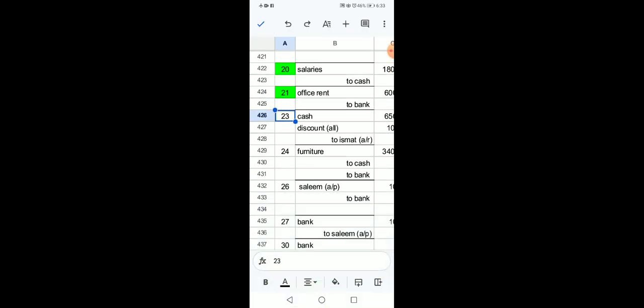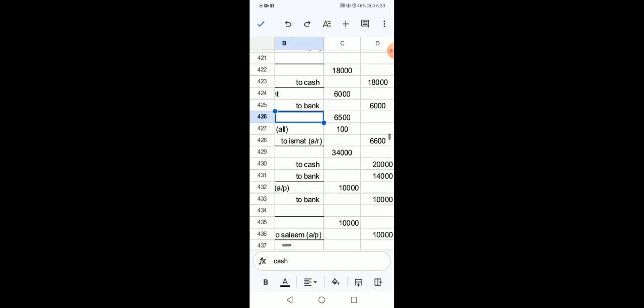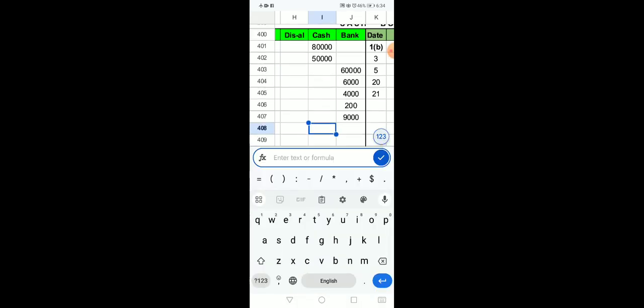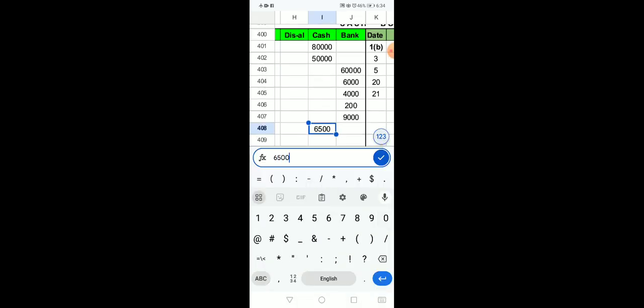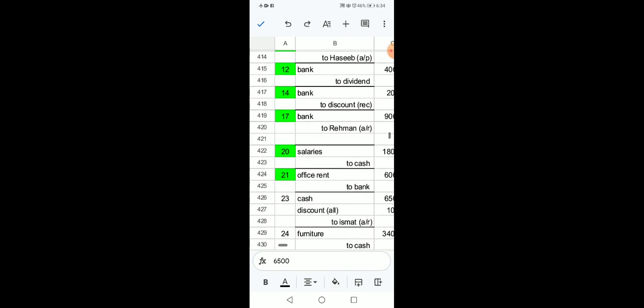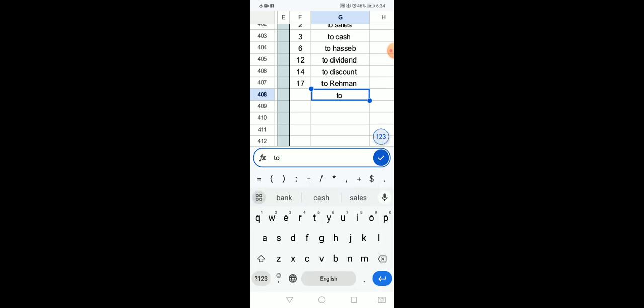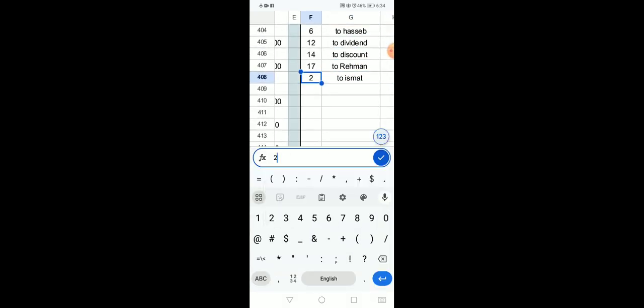We are on 23rd entry. There are three elements but two elements are associated with cash book, which is cash and discount. We will put step by step. First is cash, which is 6,500. Go to the debit side of the cash book and write down 6,500 over here. Now just see the reference of this entry, which is Ismat. So you will write here 2 Ismat. 2 is coefficient. 2 Ismat right over here. Now see its date, which is 23rd. Put 23rd in the date column.